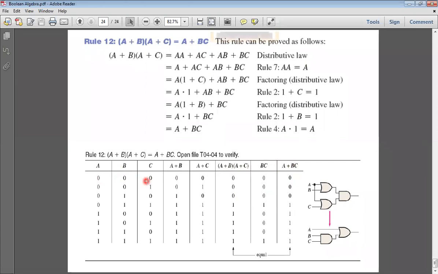Now let's see for 0, 0, 0, how A plus B is calculated? 0 plus 0. OR these 2 columns and write down here. In the same way, A plus C. How do you calculate A plus C? Take A, OR with C, consider this column and the third column, OR these 2 columns, and write down in this column. That is A plus C. And how do you get A plus B and A plus C? Just AND these 2 columns, this column and this column, and write down here. 0 dot 0 is 0, 1 dot 1 is 1, like that. This is the A plus B and A plus C, which is left hand side, LHS.